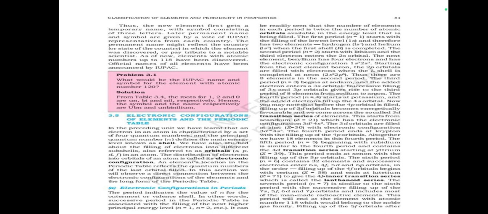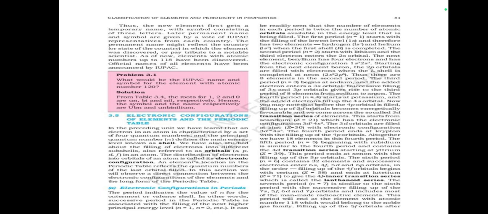The next element, beryllium, has 4 electrons and has the electron configuration 1s2 2s2. Starting from the next element, boron, the 2p orbitals are filled with electrons, and the L shell is completed at neon, 2s2 and 2p6. Thus there are 8 elements in the second period.